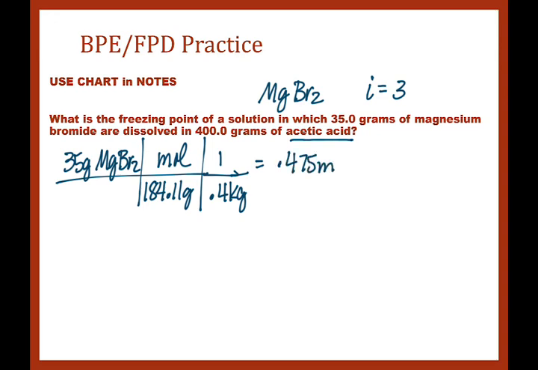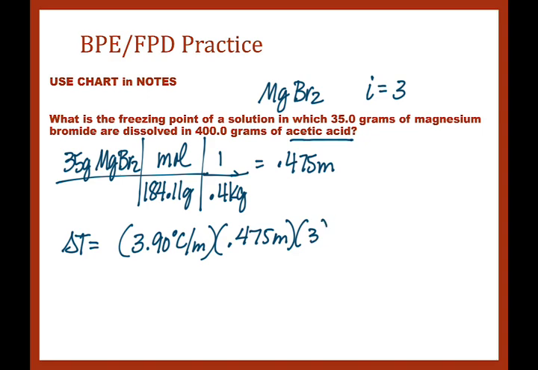And so now I'm ready to do delta T is equal to the molal freezing point constant for acetic acid, if you look at the chart, is 3.9. I have my molality of 0.475, and then it had 3 particles. So I get delta T is equal to 5.56 degrees C. That is not my answer.